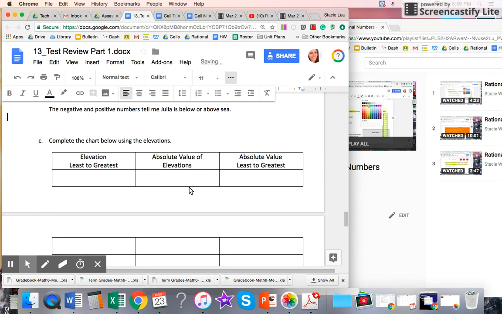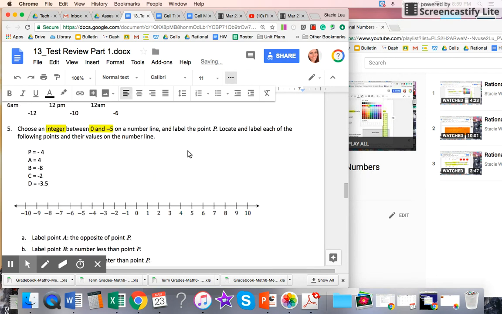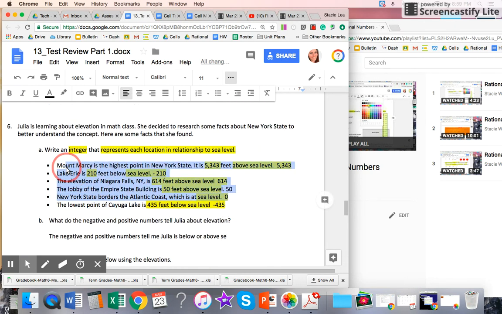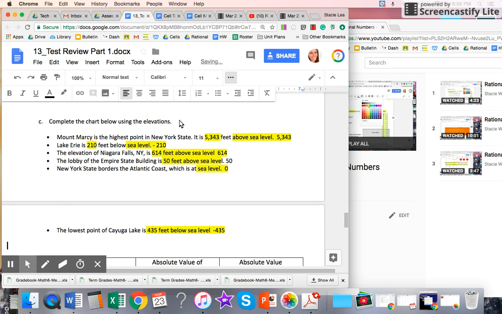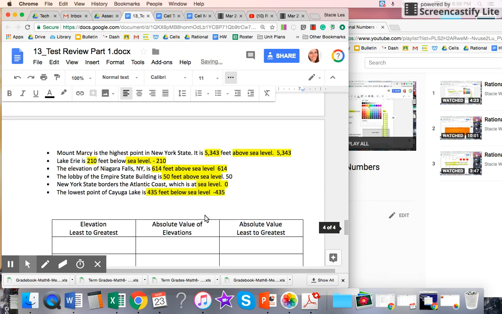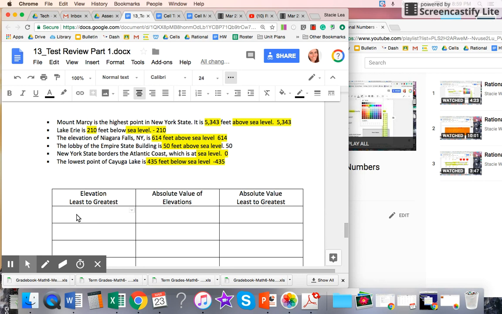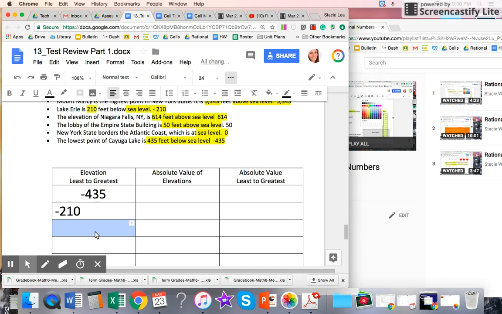This is going to be a pain because I can't see it. So let's see if I can fix this. I'm going to cheat and bring these down so I can look at them. Okay, so we have to go least to greatest. So I've got to start with my negatives. My largest negative, my smallest negative is negative 435. Huge, negative 210. And 0.